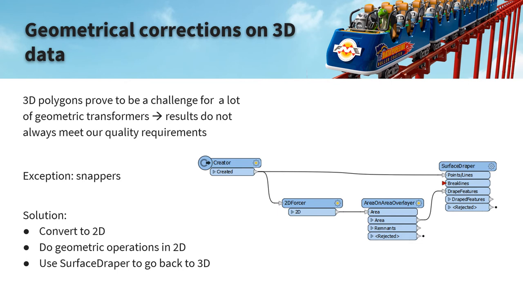The solution we put in place to do the required geometrical corrections was to convert the input data to 2D using the 2D forcer transformer, and then do all the geometrical corrections you need in 2D, such as the area-on-area overlayer in the screenshot. And finally, you can use the surface draper transformer to convert your corrected polygons back to the original 3D shapes.